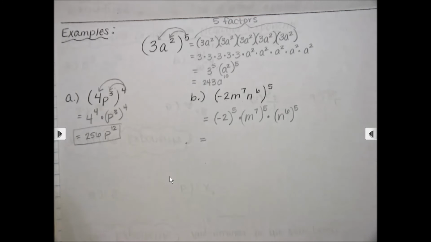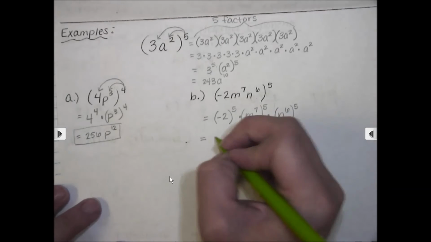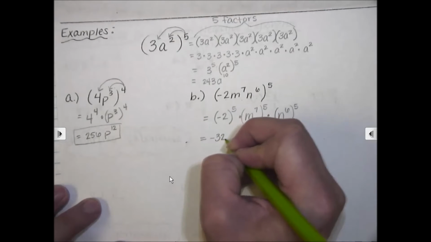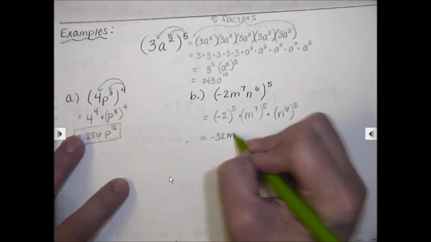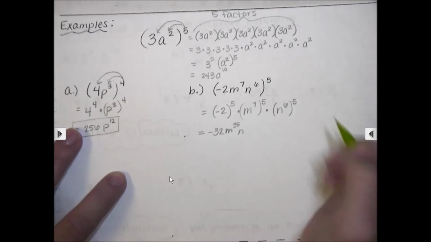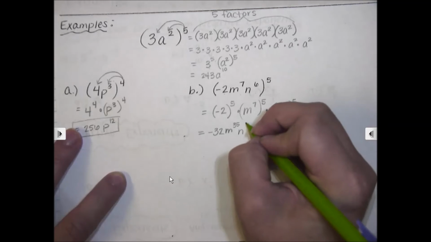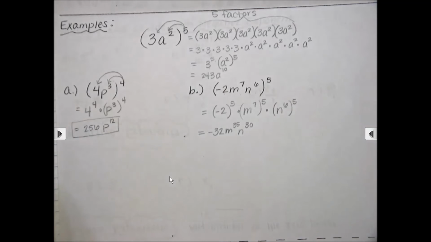Alright, go ahead and see if you can do -2 to the 5th power. See, a negative raised to an odd power, your answer is going to be negative. So it's -32. M is going to be to what power? And N is to the, Corey? 30. That's your answer. Number 9.